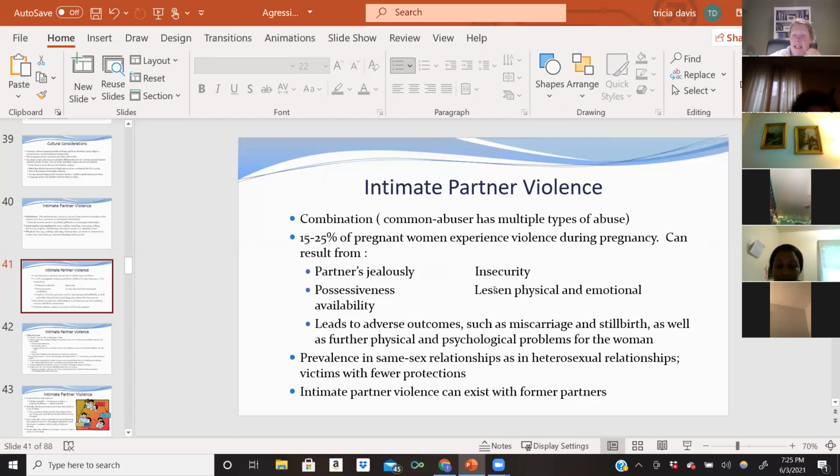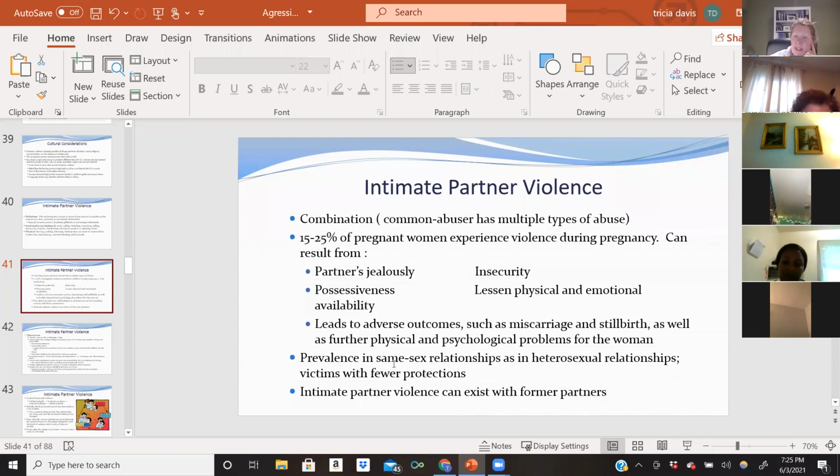And then they have lessened physical and emotional confrontations with the patient. These lead to adverse outcomes. So if it results in physical abuse, then there could be a miscarriage or a stillbirth, as well as further physical and psychological problems for women.